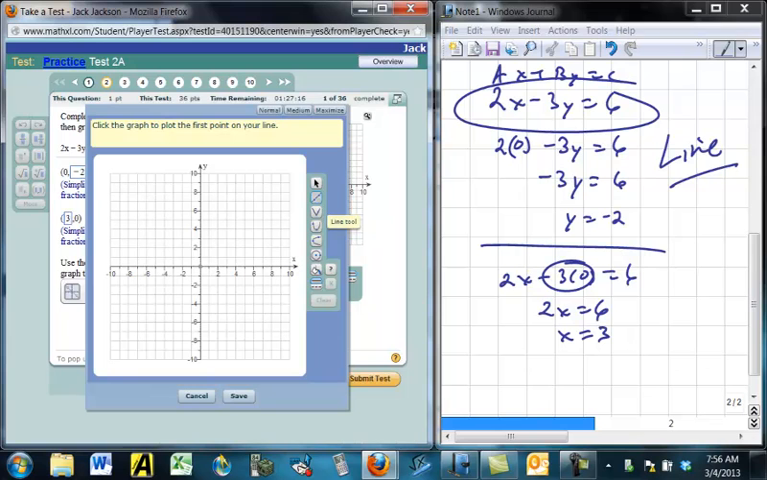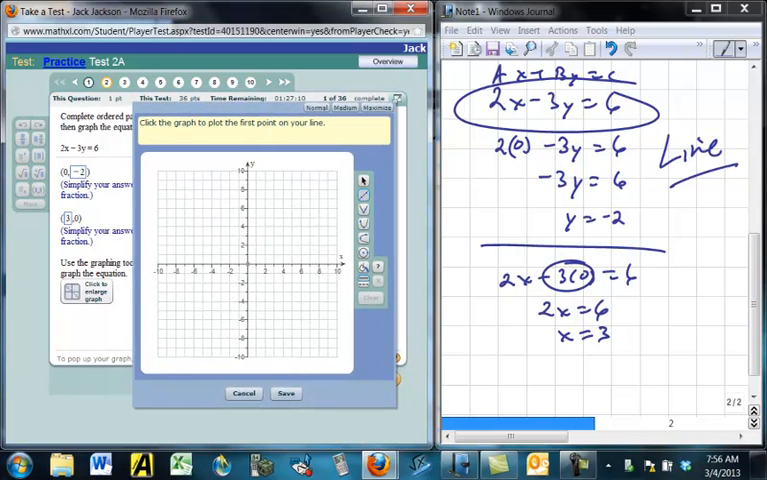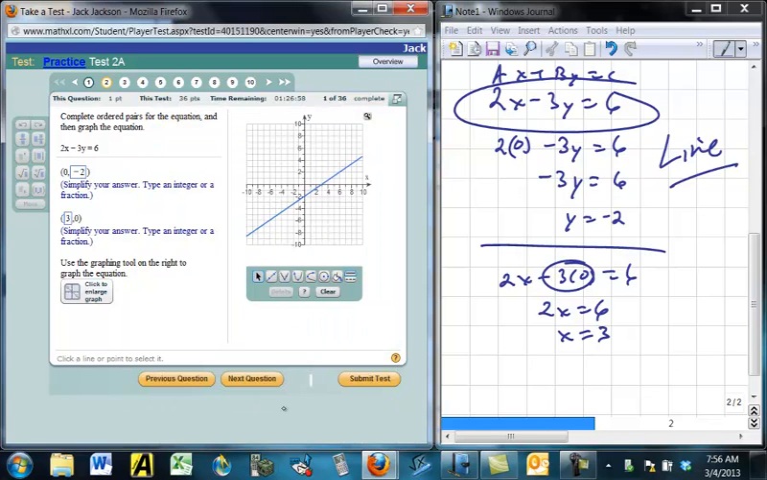So we click on the linear one, and we want to use the points. I think they want you to use the points that we just found out, the x and y intercepts. So 0, negative 2 is right there, and 3, 0 is right there, and that should be it. So we can save that, and that should be the line. Okay, next question.